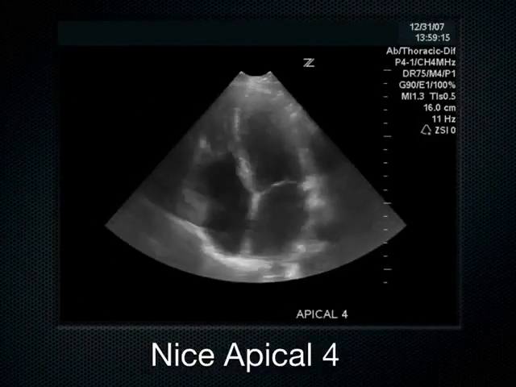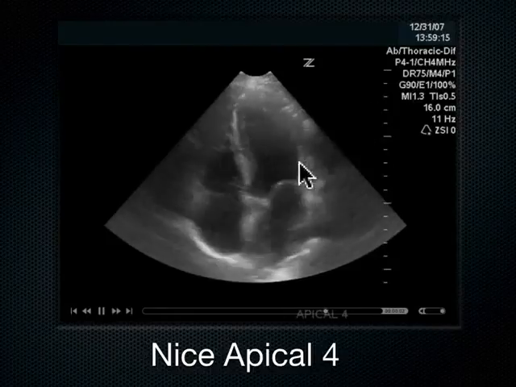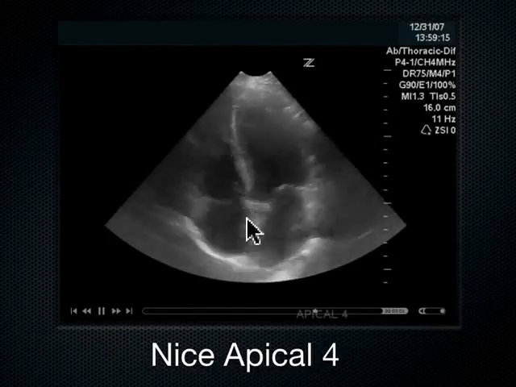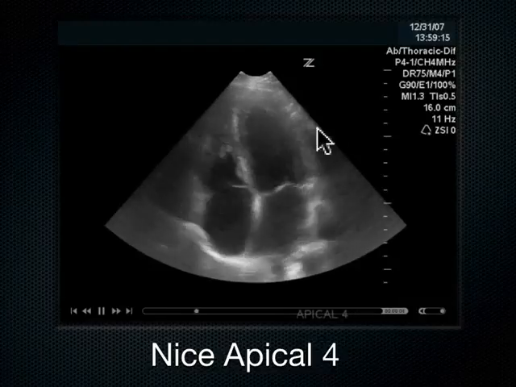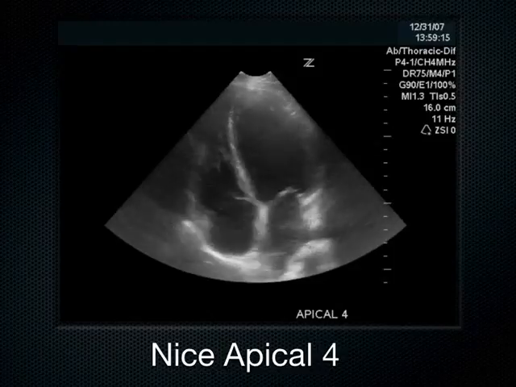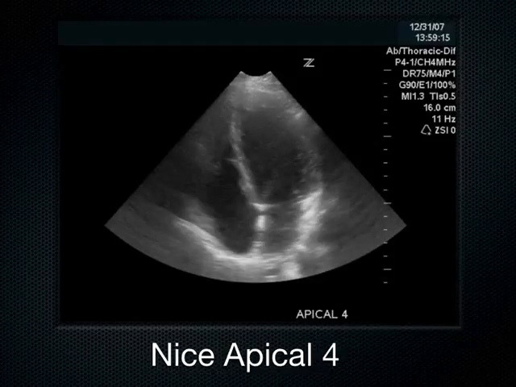This is an example here, just a nice normal apical four chamber view here. We see the LV, the RV with their corresponding atria down here. Just bask in that nice view. Tell me what you think. Are we ready to move on? I think we are.